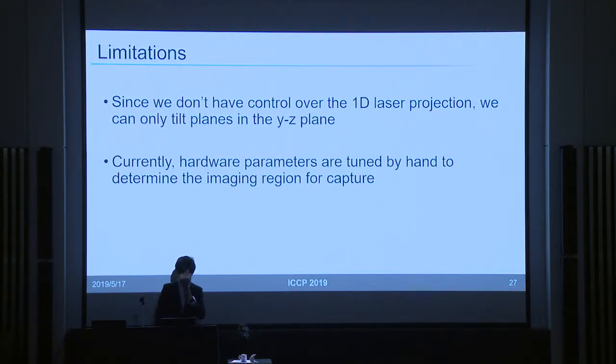Our work has some limitations, mostly inherited from the hardware itself. Since we use an off-the-shelf laser projector, we can only tilt the imaging plane in the YZ direction and not the XZ direction. This can be remedied by moving to a controllable projector, such as those used in light curtains. Also, we currently tune our hardware parameters to determine the imaging regions. However, we are actively working to develop automated methods to determine these parameters by using structured light and semantic scene understanding.